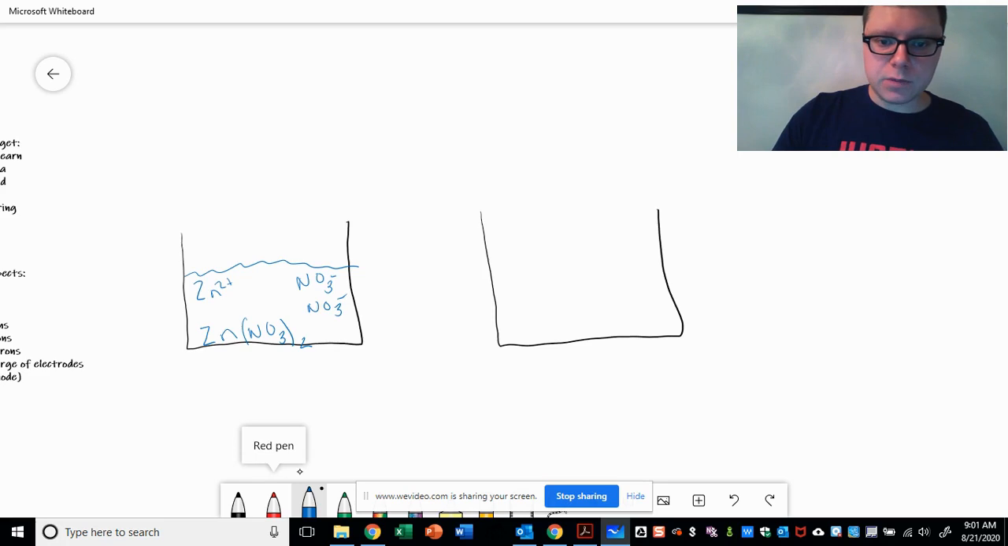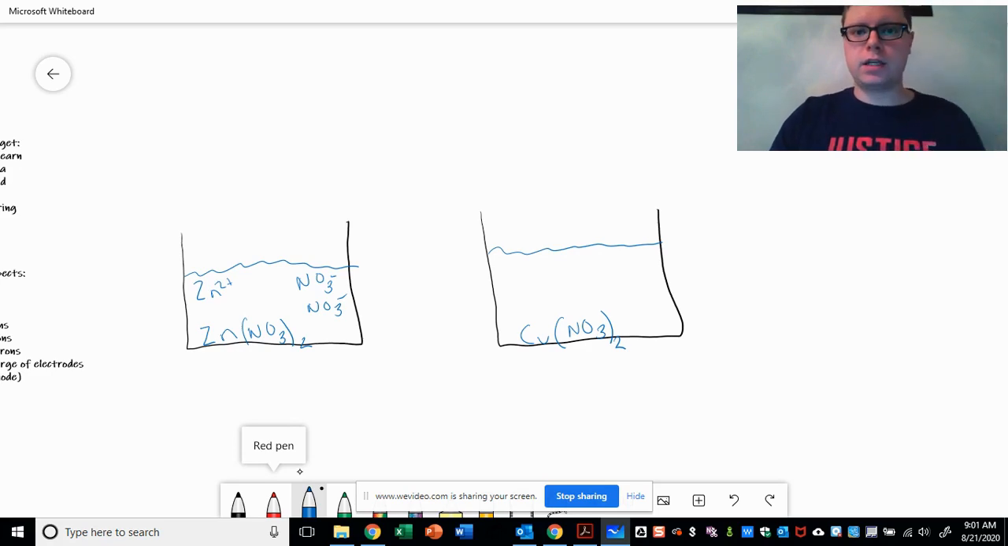All right, in this beaker over here, we're going to put a different solution. This time we're going to put copper 2 nitrate. And just like the other beaker, because it's an ionic solution, you're going to have a bunch of ions floating around. All right, so we have all of our ions floating around in solution.